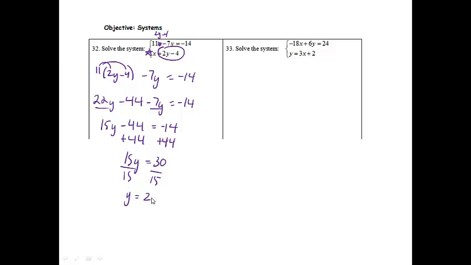But I'm not done, so I'm going to go back up to my circled equation. I know that y is 2, so 2 times 2 is 4, 4 minus 4 is 0, so my x is 0. So my point of intersection is 0, 2.